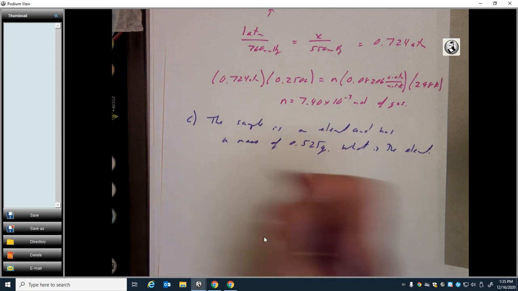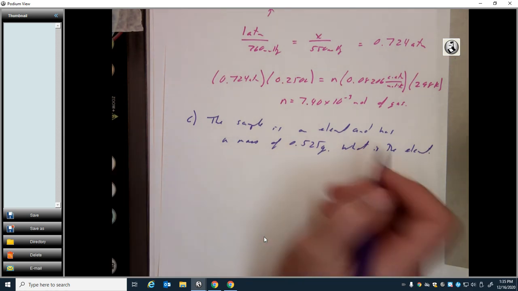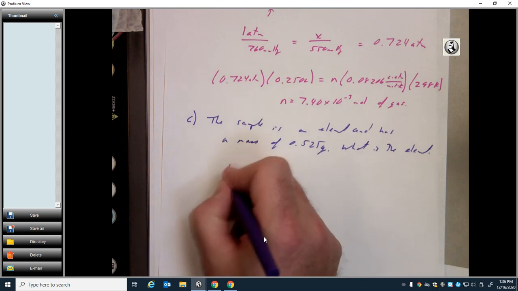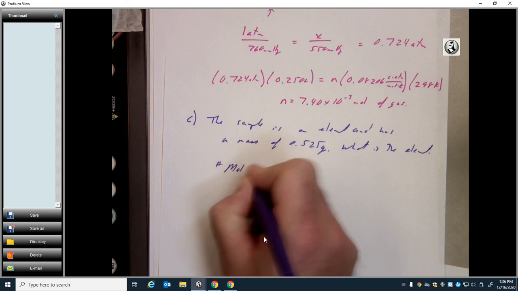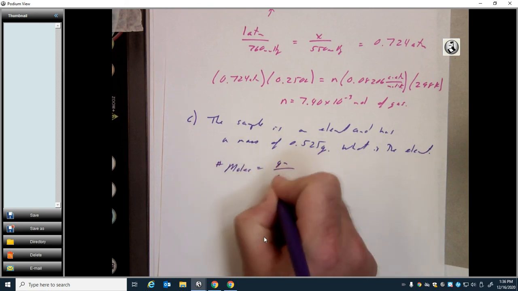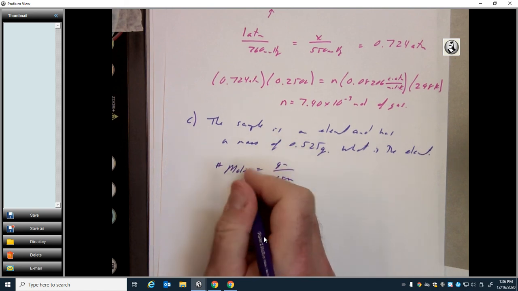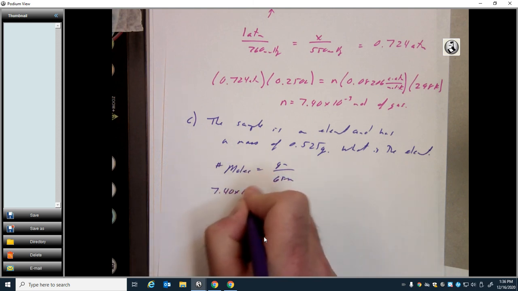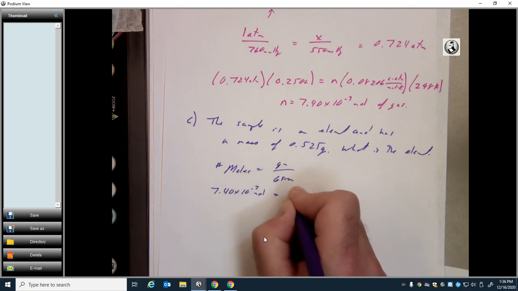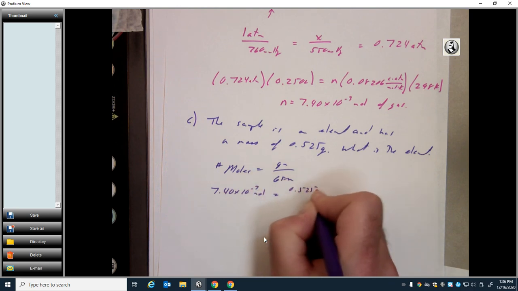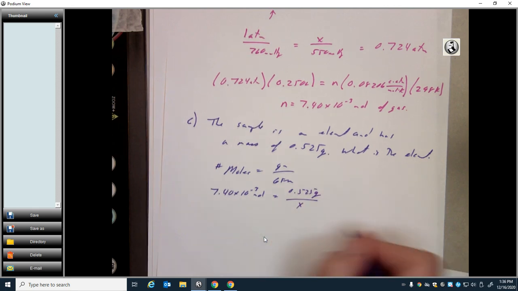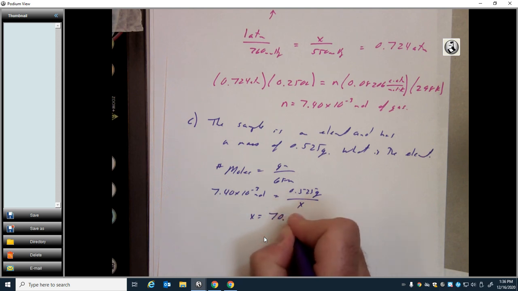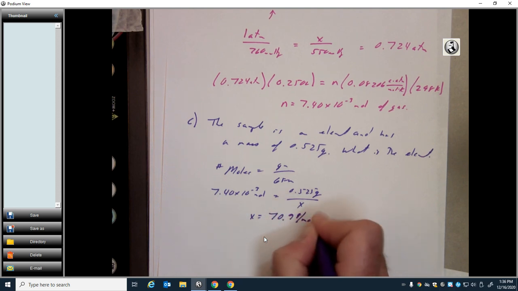Well, I know moles and I know grams, so I can calculate gram formula mass. Number of moles equals my given mass over my gram formula mass. So my moles, 7.40 times 10 to the minus third moles, equals 0.525 grams all over x. Cross multiply, and x ends up being 70.9 grams per mole.